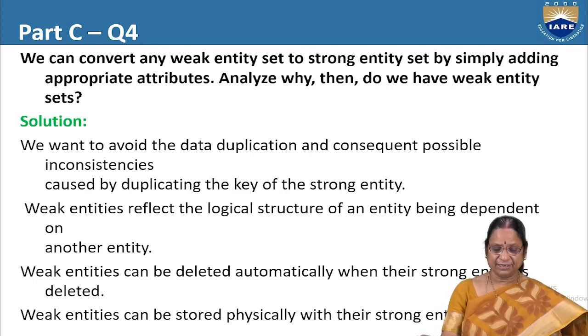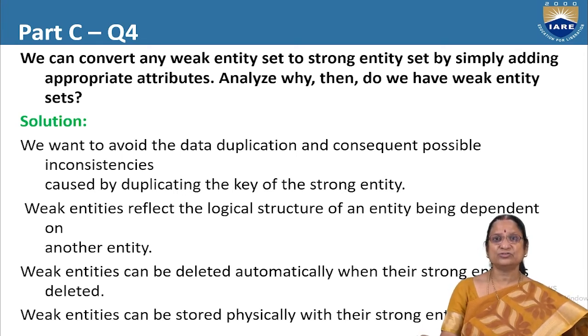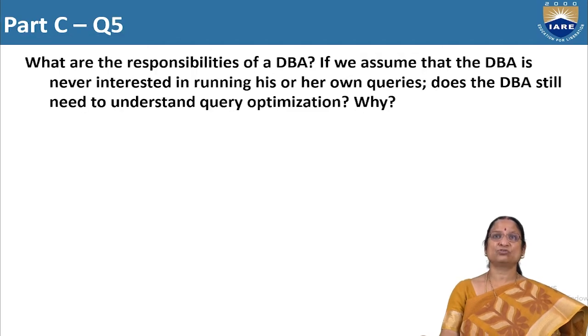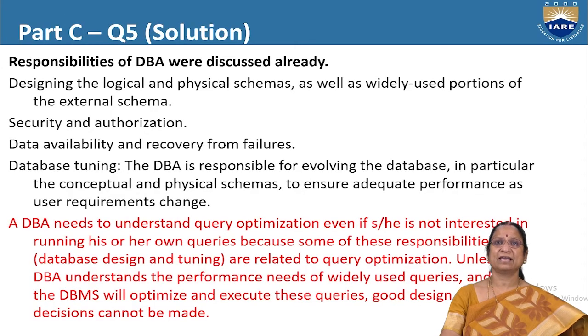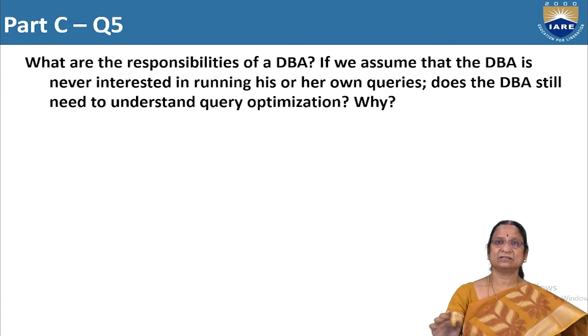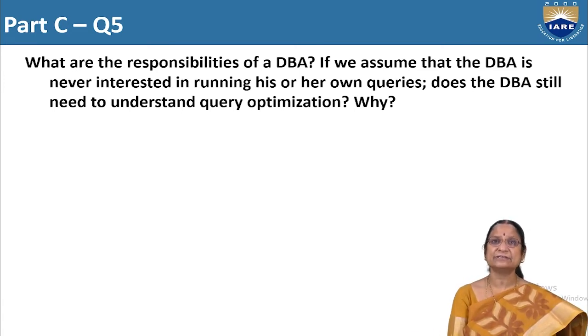Weak entities can be deleted automatically. What is a strong entity? The train entity set is connected with the platform number, connected by ID, and based upon that, the time. And weak entity sets are generally stored physically with their strong entity sets. Because of that, the existence of the weak entity sets is required even though strong entity sets are available, because their existence depends upon the strong entity set with which they are associated.